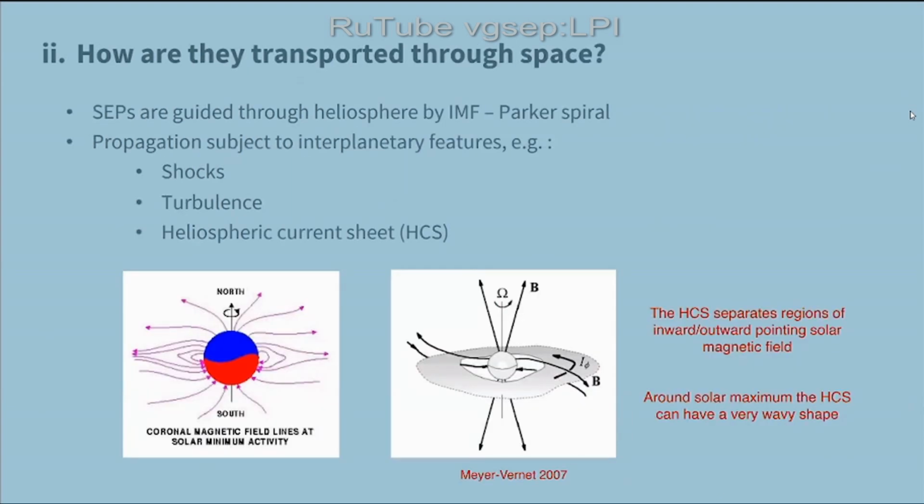Secondly, how are they transported through space? Obviously, these SEPs are charged particles, ions and electrons, so they're guided through the heliosphere by the interplanetary magnetic field, which, as it originates from the sun, takes the form of a Parker spiral. But between the sun and the Earth, there are lots of other things going on that can affect the transport of these SEPs. So I've listed some of these: shocks, turbulence.